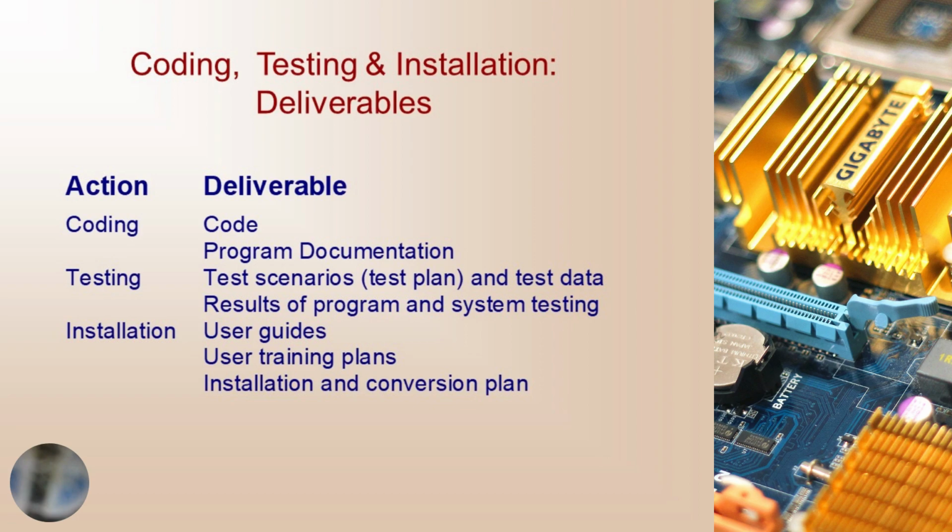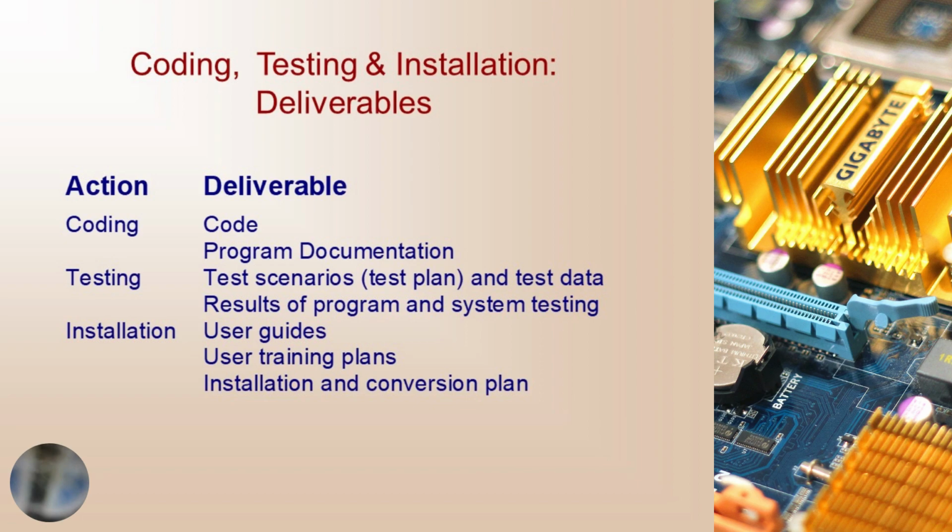The next two deliverables, user guides and the training plan, result from the installation process. User guides provide information on how to use the new system, and the training plan is a strategy for training users so they can quickly learn how to use the new system. The development of the training plan probably began earlier in the project, and some training on the concepts behind the new system may have already taken place.